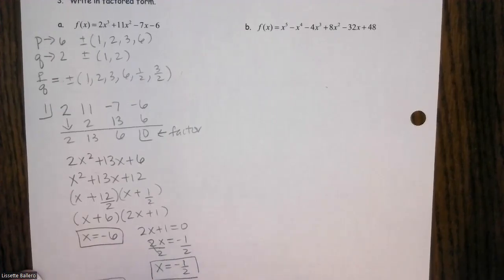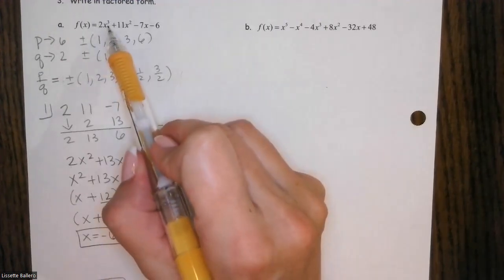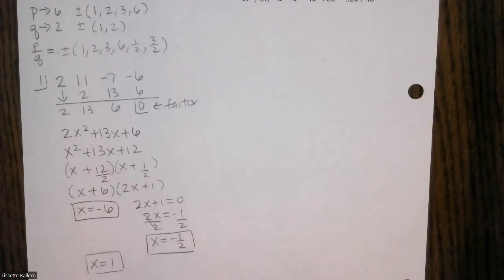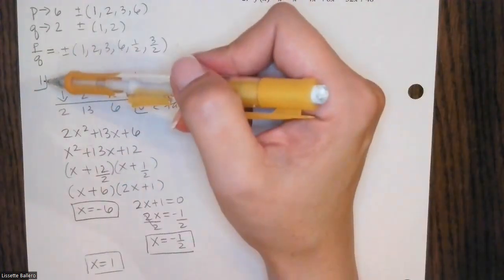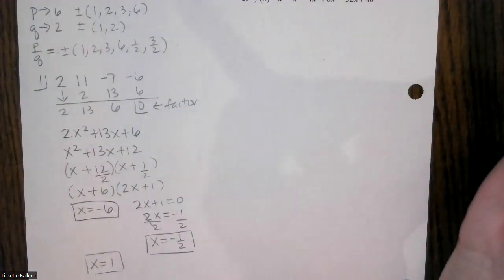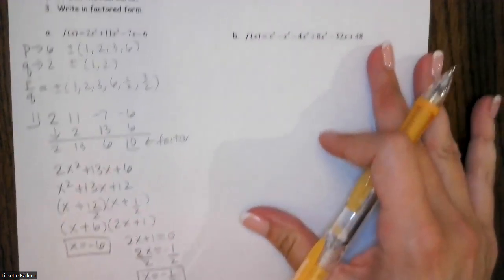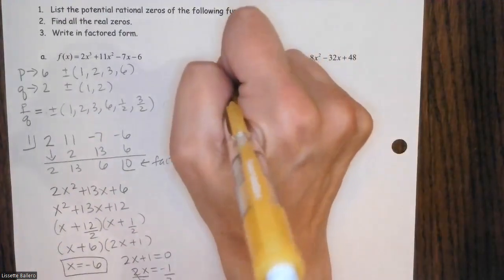And x equals 1. Now, I know those are all 3 of them because this is a cubic, and that at most has 3 zeros. So once I find the 3, then I'm done. We got lucky because this first one worked as a factor. If it didn't work, we would have to try another one. So I'll give you another example here.